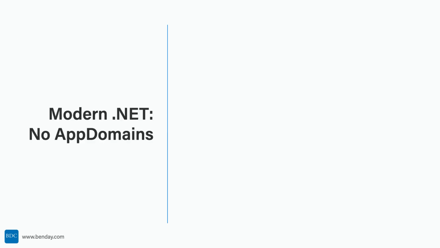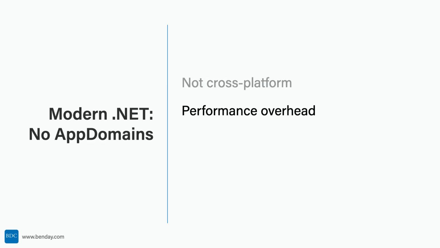So what happened to AppDomains? Why did Microsoft remove them? AppDomains relied on Windows-specific features. To make .NET run on Linux and Mac, they had to go. Cross-platform was more important than AppDomain features. AppDomains were expensive. Crossing AppDomain boundaries was slow, like making a network call but in memory. Modern .NET is all about speed.